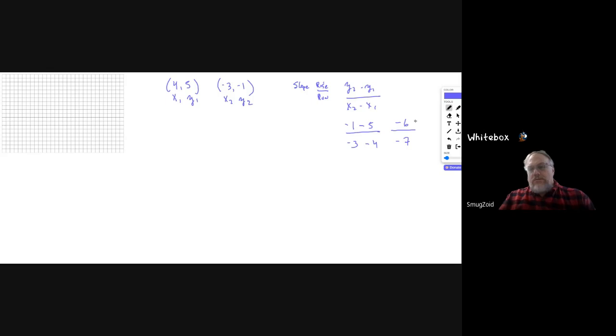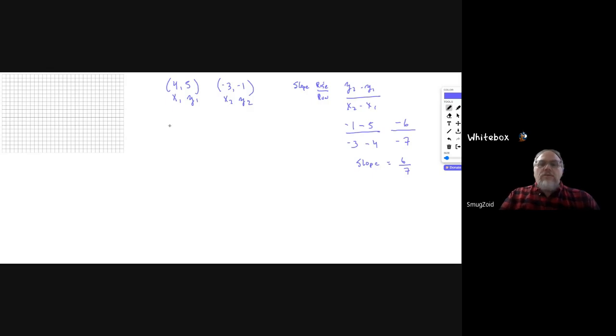Uh-oh. Now you think, I can't do this. Yeah, you can. This becomes positive. Negative divided by negative is a positive. So my slope is going to be 6 over 7, right? Just starting off.